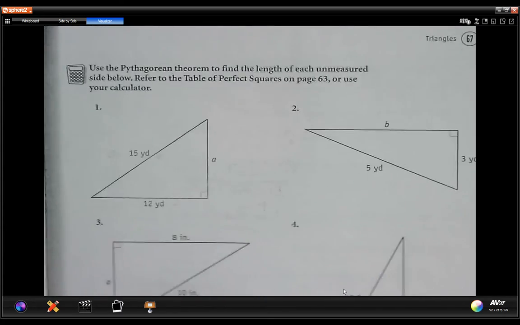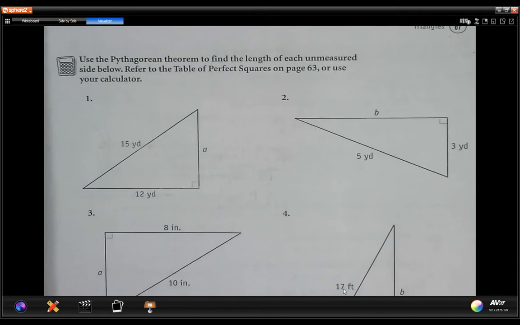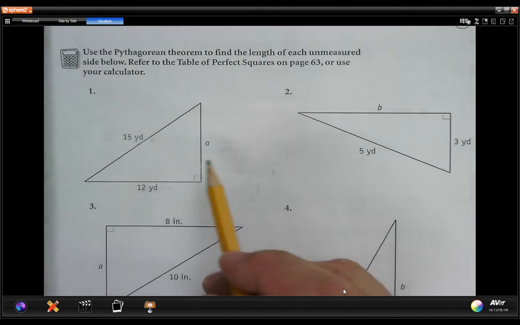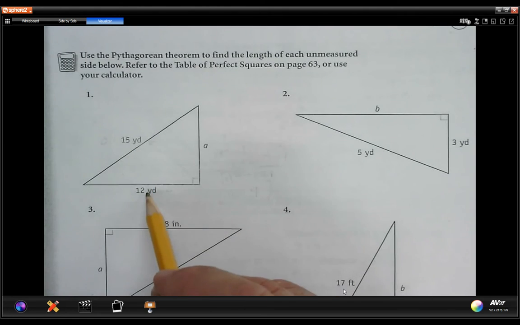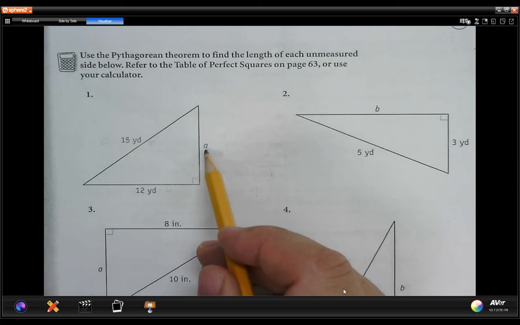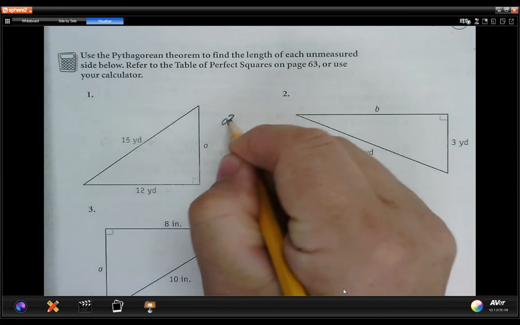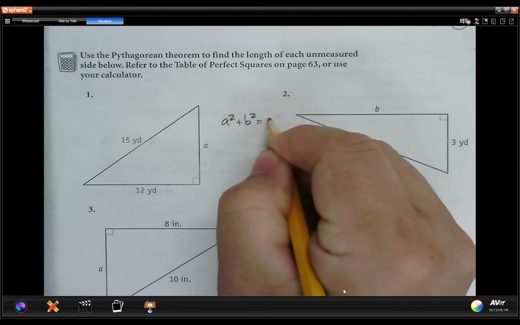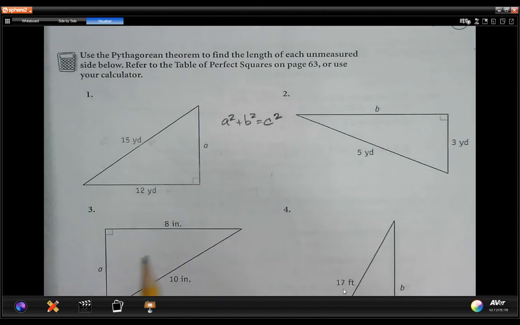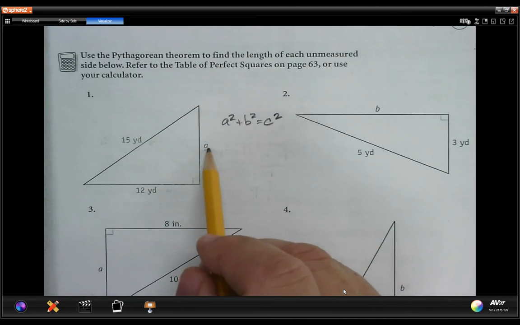So we're going to look at number 1 on page 67. And again, let's look at what we're given here. We're given a value here, and then it's asking for side A or leg A, okay? So first things first, let's write down our formula. A squared plus B squared equals C squared. Now let's try to identify what else we've got. Is this B or is this C? We have the A already. It's right here.